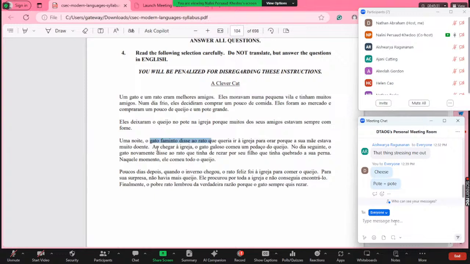Yeah. So he wanted to go to the church because his mother lives in the church and she's sick. But that was only the excuse. That was the excuse for him to use to eat the cheese. You see here? "Naquele momento," in that moment, he ate all the cheese.